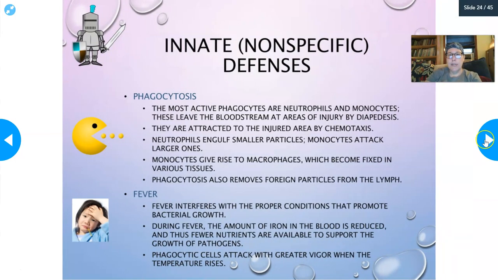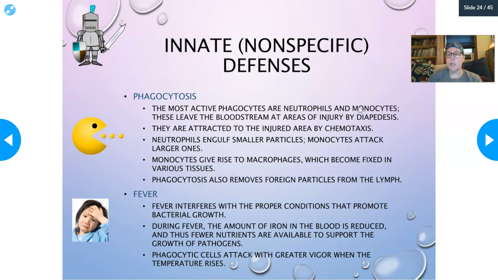So some more innate nonspecific defenses. We have phagocytosis. You have two types of phagocytes, your neutrophils and the monocytes. The monocytes, once they leave the bloodstream, are called macrophages, but both neutrophils and monocytes can leave the blood circulation and go into the tissues, and that process is called diapedesis. So the fact that they can wander around the body. They are attracted to the injury area by what is called chemotaxis.